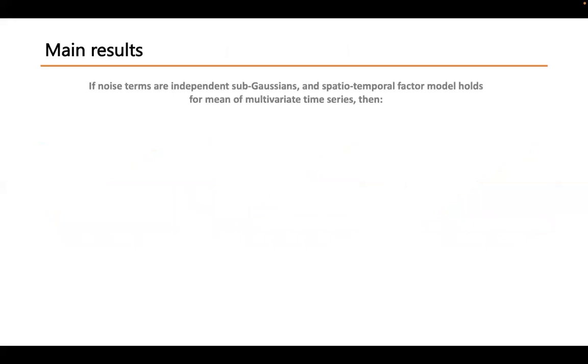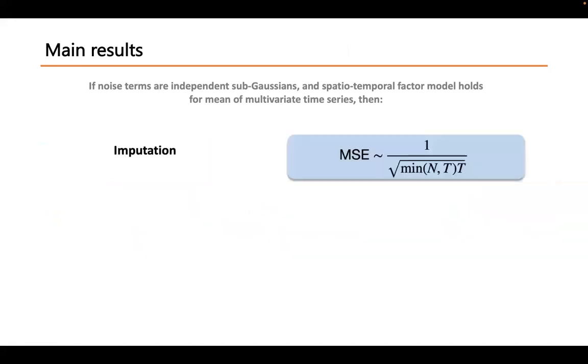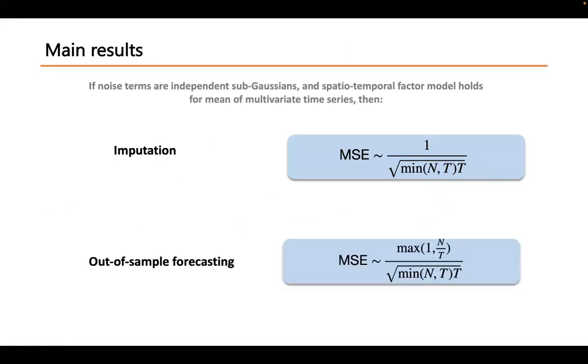So what are our main results? What we show is that if the noise terms are independent sub-Gaussians, and the spatiotemporal factor model holds for the mean of the multivariate time series, then with imputation, you get an error rate scaling as 1 over the square root of min of N and T, times T. If you just did SSA, you would get a rate of 1 over square root T. So this additional min of N and T is what is given to you by MSSA, and that's what we see empirically, why it's improving. This is a theoretical representation of that phenomenon.